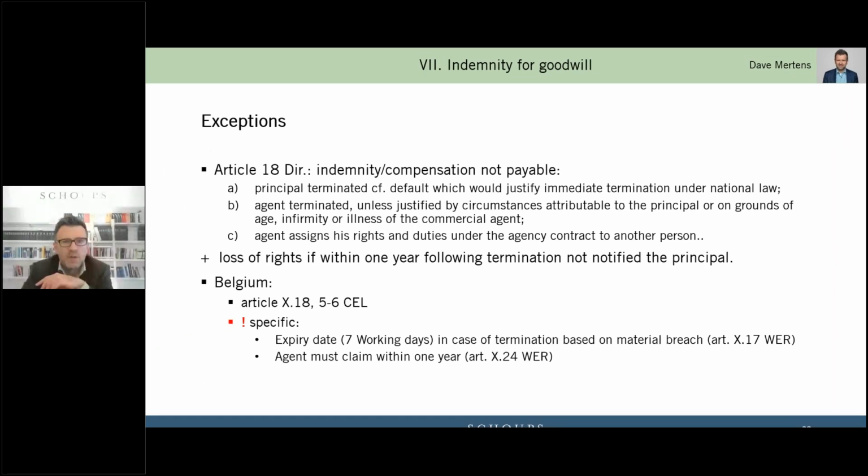But that's the specific Belgian context, and now I'm trying to switch to the next slide, and I can't.